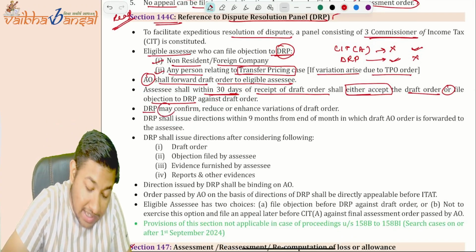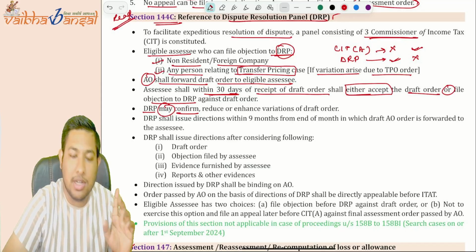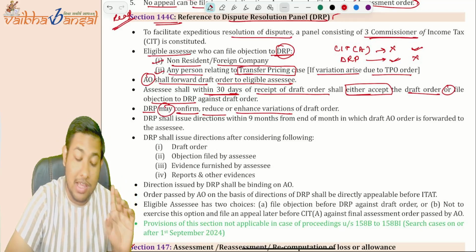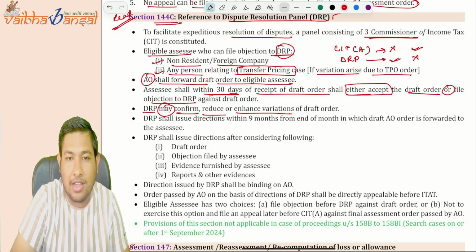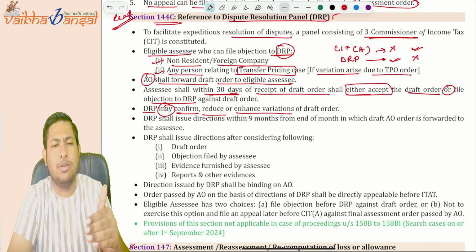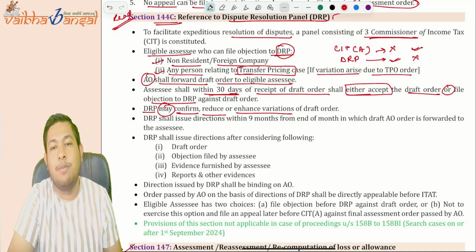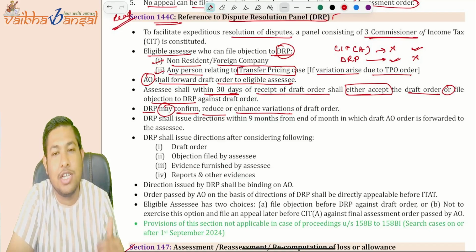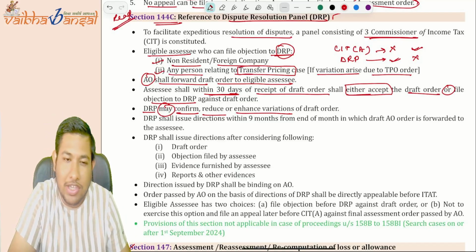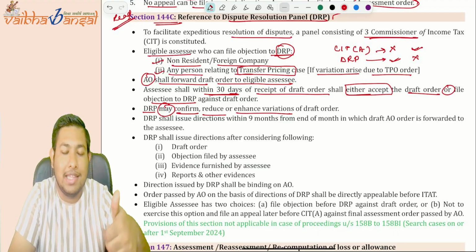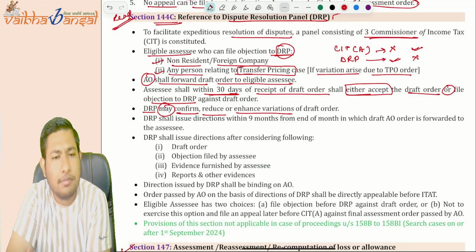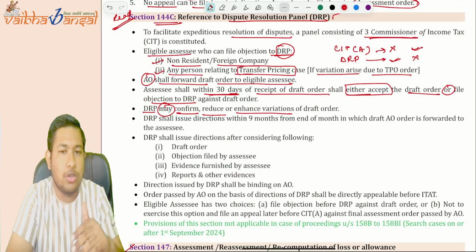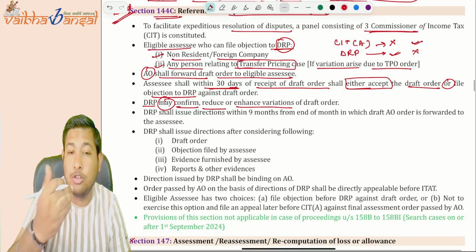Now, the DRP may either confirm the assessment order, reduce it, or enhance the variation of the draft order. He can say the assessing officer has calculated the draft order based on a variation of, suppose, 2 lakh rupees, but after verifying, we are saying that the variation is 3 lakh rupees. Now you have to pay the tax on 3 lakh rupees. So the DRP can confirm that the draft assessment order is correct, or it can be reduced, or it can be enhanced.